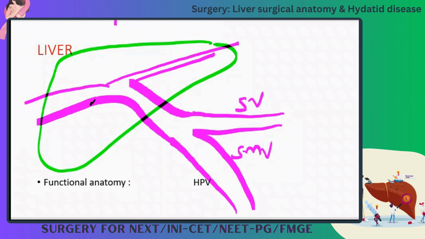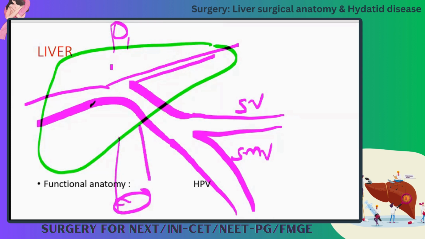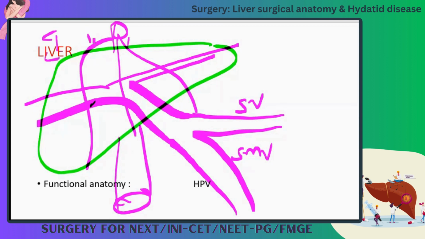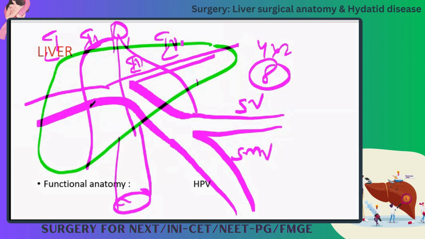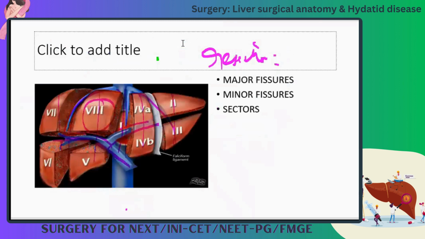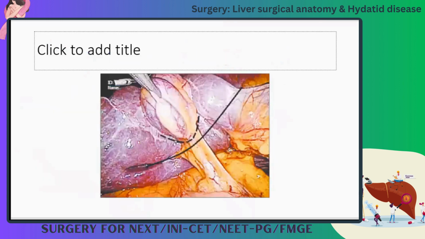And then there is the IVC running behind the liver, and from this IVC we have the hepatic veins. Hepatic veins will be like 1, 2, and 3. So how many sectors do we have? Sector number 1, sector number 2, sector number 3, and sector number 4. So 4 into 2, we have 8 segments. 4 sectors, 8 segments, divided by how many vessels? 2 vessels. Which are the 2 vessels? Hepatic vein and portal vein.